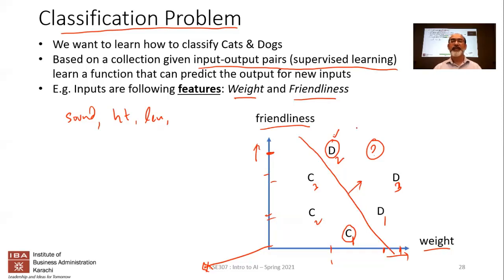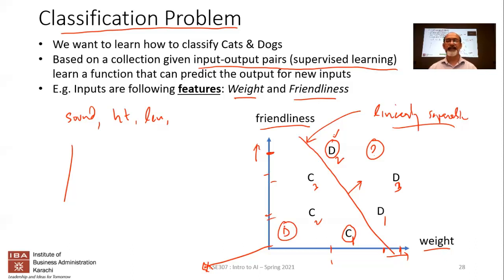Okay, so this is what is referred to as linearly separable data. Okay, so this is linearly separable. Why is that? Because you can draw a straight line between those points, right? So what if you found something over here which was a dog? Is it possible to have a dog like that?